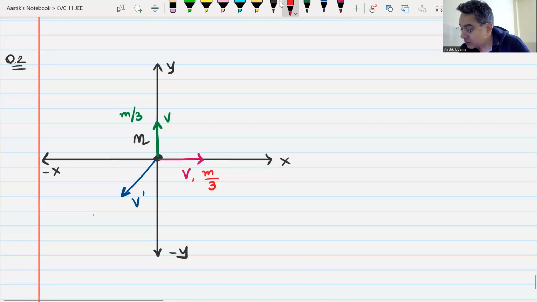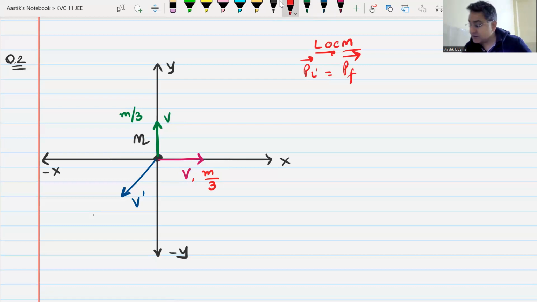If I want to solve it vectorially, I can do it in this way. I can apply the law of conservation of linear momentum. Initial momentum vectorially should be equal to final momentum vectorially. The bomb was at rest, so the initial momentum of the bomb was 0. The final momentum of the bomb should also be 0.